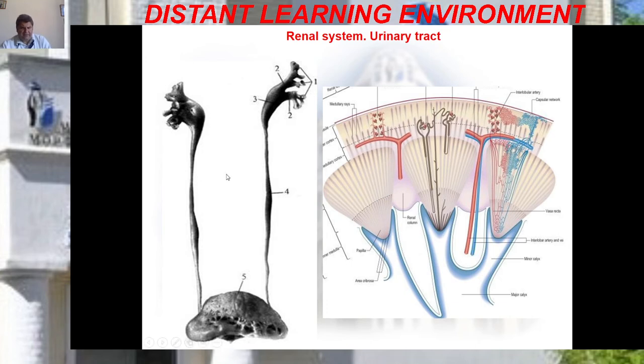The ureter of a living subject you may see here in this X-ray tomography.